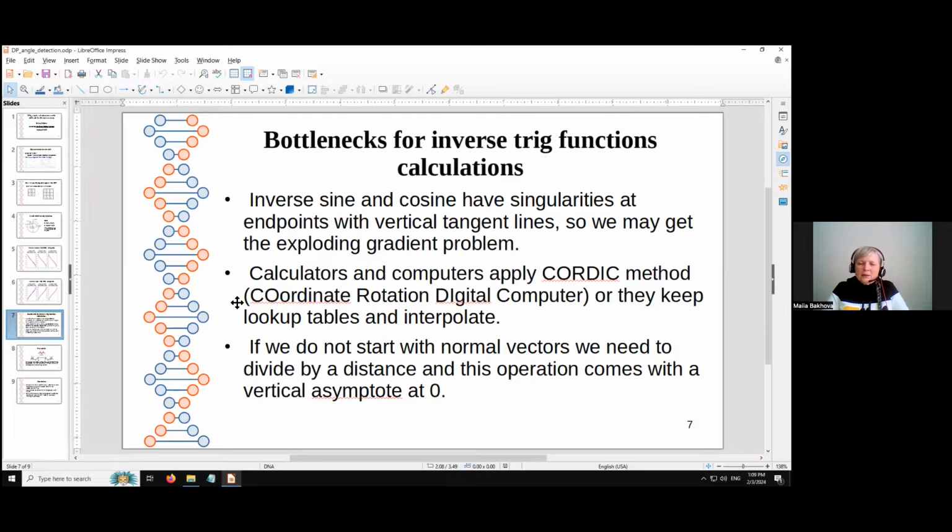For this particular case, there is another problem for inverse functions, because we do not start with normal vectors, which means that we need to divide by a distance. This operation has its own singularity. It has a vertical asymptote at 0, which means if you need to scale your data, you should be careful with the scaling. You can introduce a lot of noise.